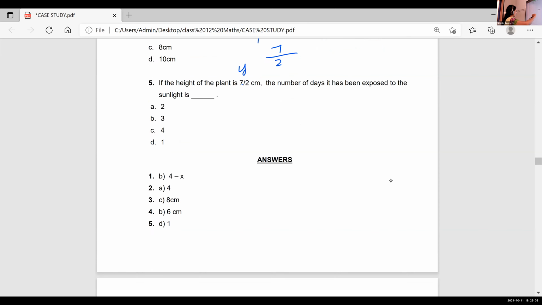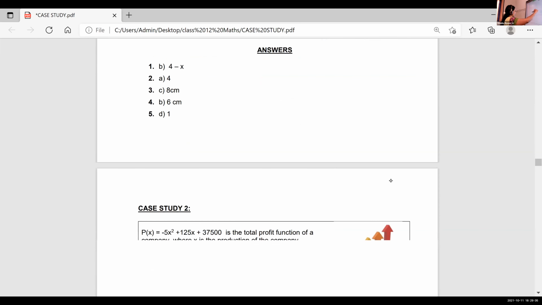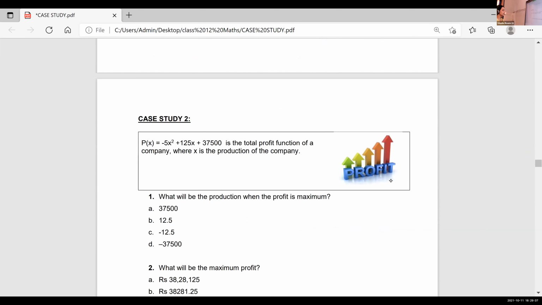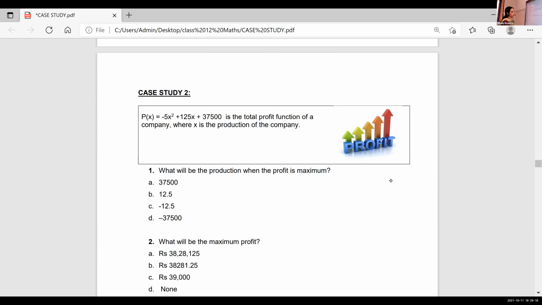Yes, ma'am. Okay, so the next one, look at the next one. This one, you do it by yourself. Look at this. This model is very important, children. Profit function is given. What will be the production when the profit is maximum?